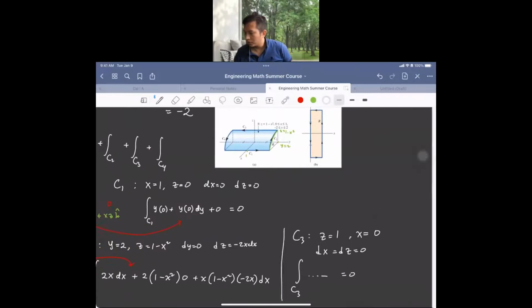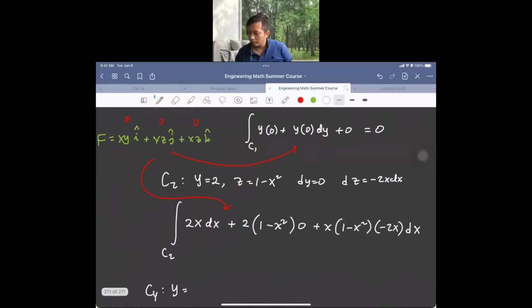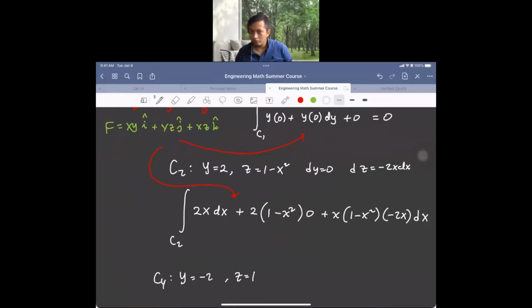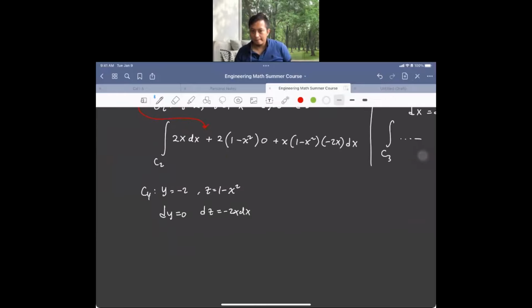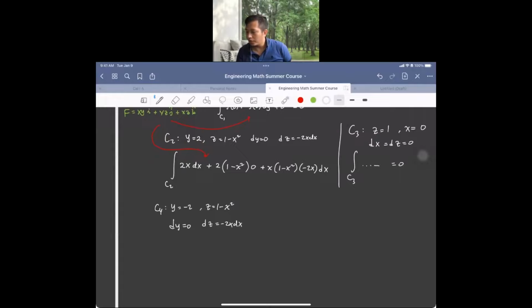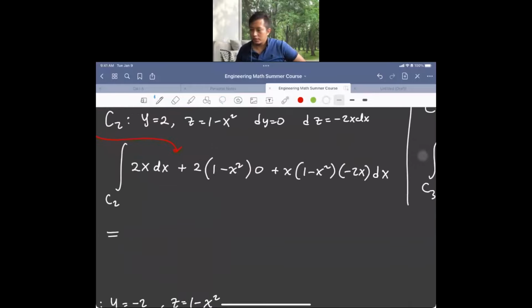And then C4, this is y equal to, C4 is here. This is negative 2, right? Not negative 2. And z is 1 minus x squared. So dy is 0, dz is negative 2x dx. Oh, we haven't solved the C2, I forgot. So we need to solve this first.